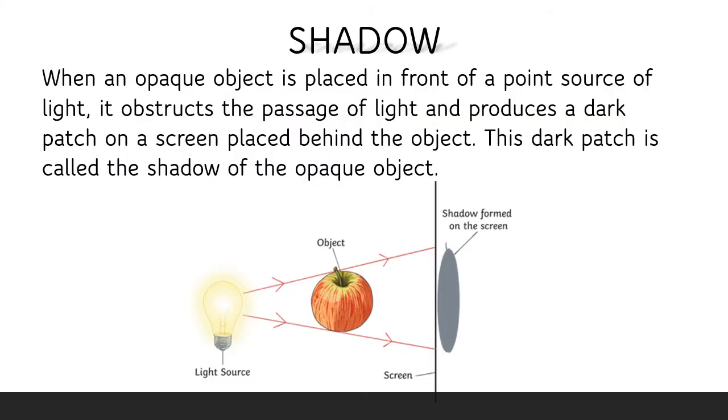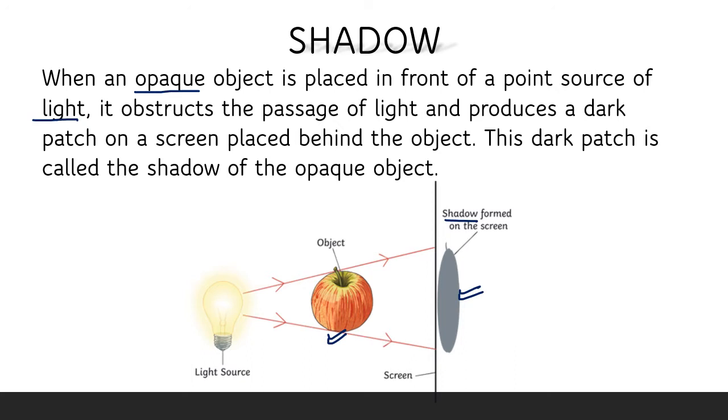We know that light travels in a straight line path. So, whenever an opaque object comes in the path of light, it does not allow the light to pass through it, due to which a dark patch is produced on the opposite side of the source of light. This dark patch is called the shadow of the opaque object. The shape of the shadow formed is similar to the shape of the opaque object.